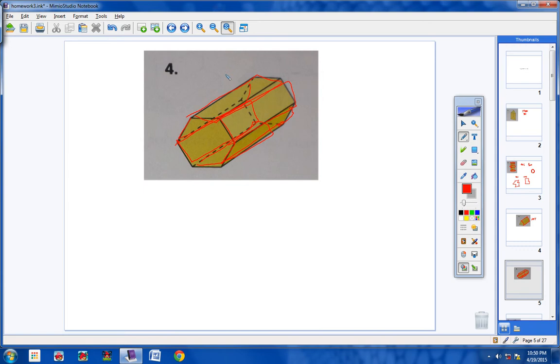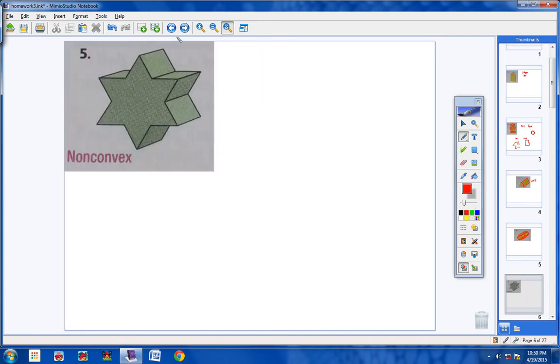Alright? Okay. Moving on to numbers 5 through 8. Now, on 5 through 8, we are going to decide whether the polyhedron is convex or non-convex. And then, if it's convex, does it look to be a regular polyhedron? Okay, so let's take a look at these.